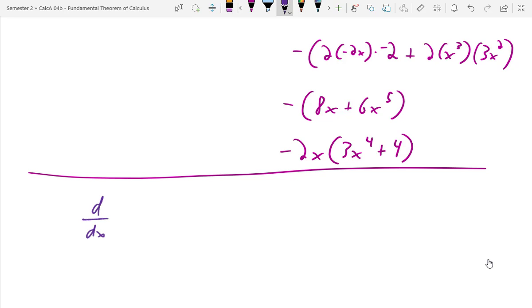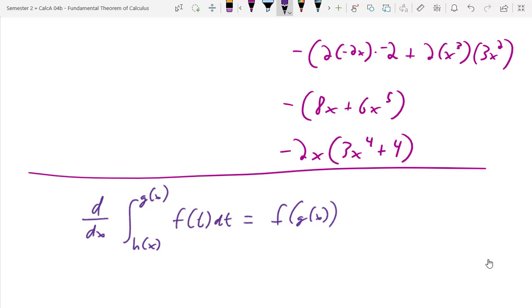The general rule for this, and it's probably a little bit of a shortcut, is if I have the derivative with functions as both of my limits, you can do f of g of x times g prime of x minus f of h of x times h prime of x. Basically substitute the top one in, take its derivative, then subtract substituting the bottom one in, take its derivative.